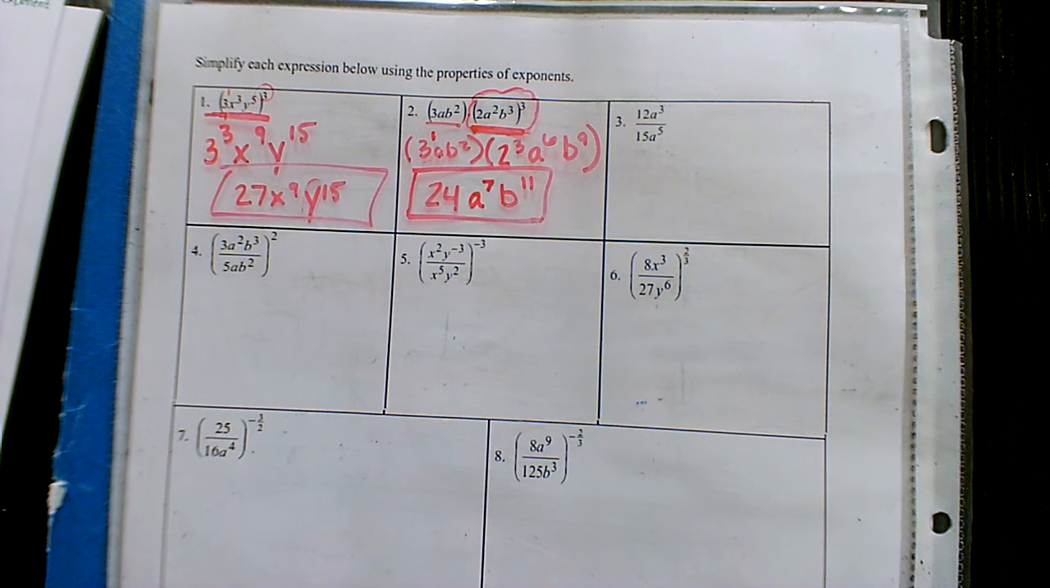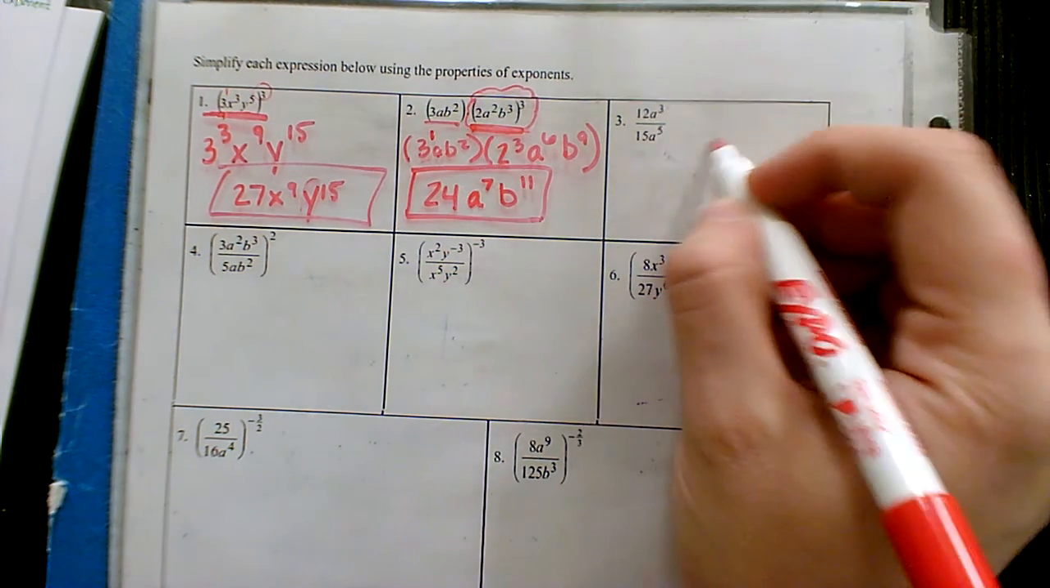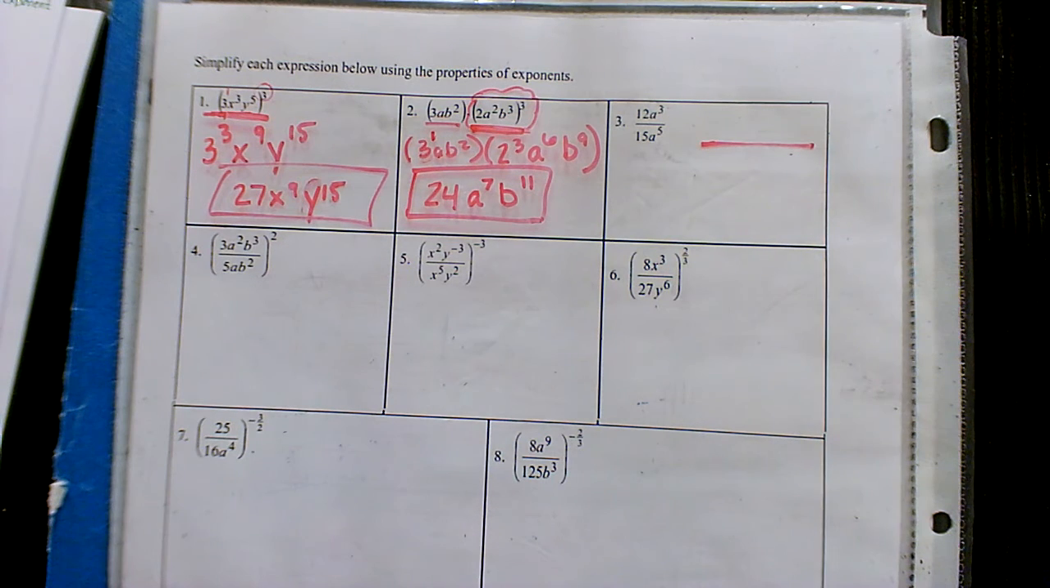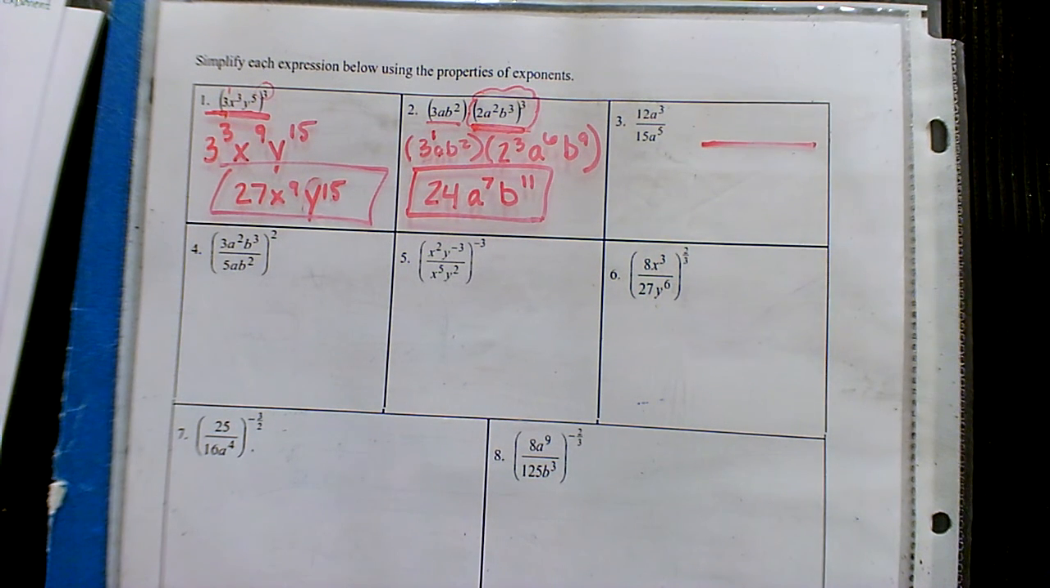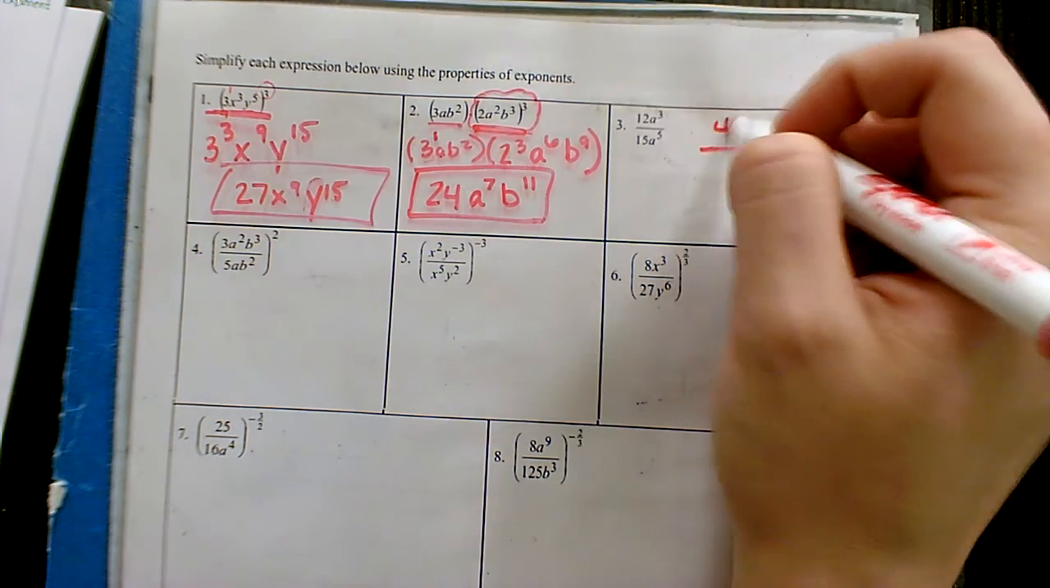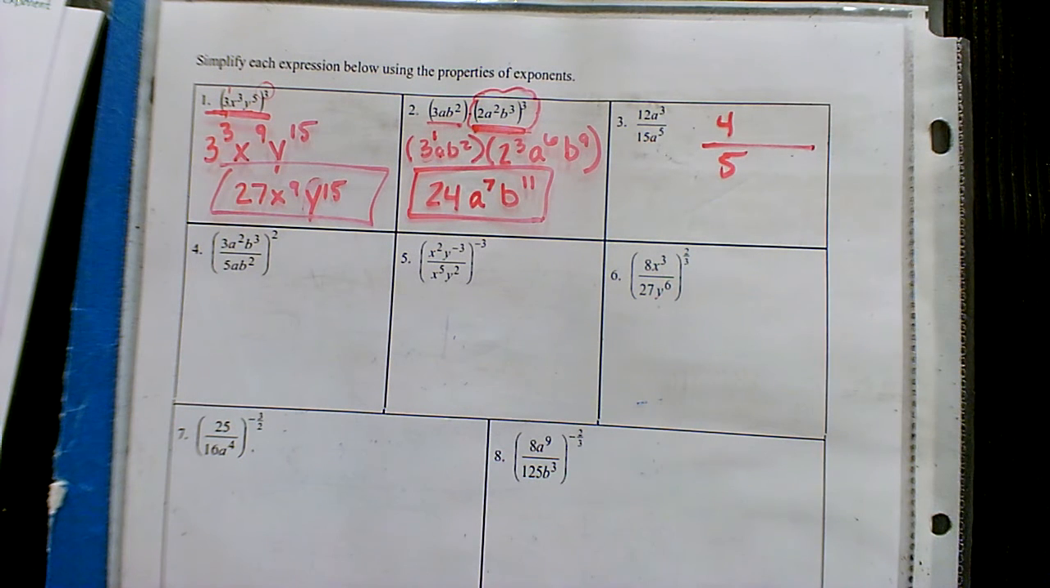We doing okay so far? Okay. What about 13? Can we simplify the numbers first? Can we do 12 divided by 15? Three goes in? Yeah. 4/5. Okay, so we'll simplify the numbers.